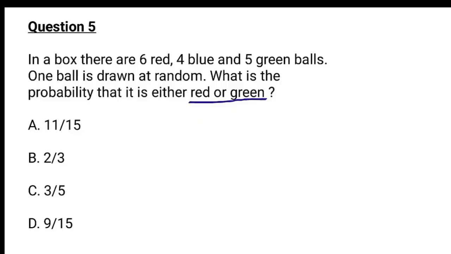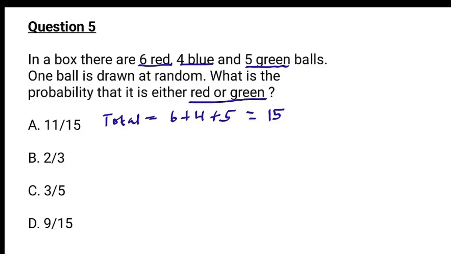So we have 6 red balls, 4 blues, and 5 greens. What we need to do here is first find the total balls. You see that we have 6 plus 4, then plus 5. So in total, we're going to have 15. Definitely, we have 15 balls in total.